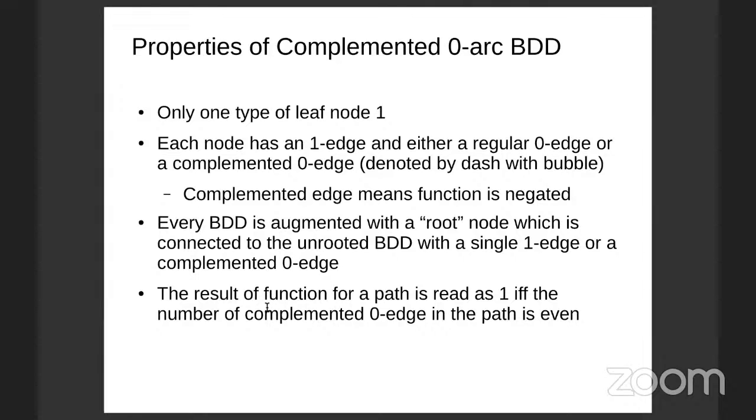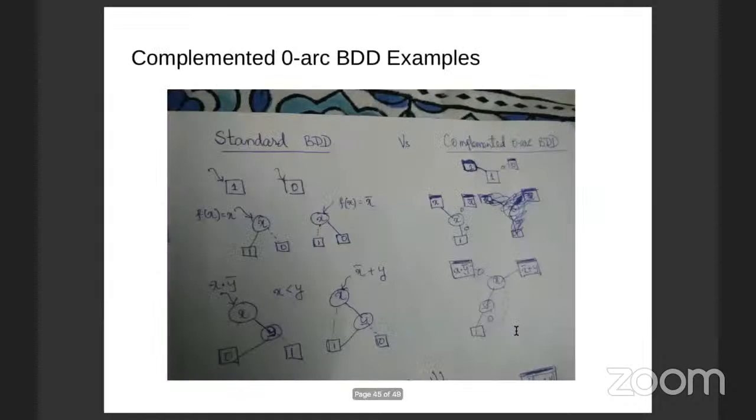And the way you evaluate such a BDD is that the result of a function for a path is read as 1 if and only if the number of complemented 0 edges in the path is even. If it is odd, you will read it as 0. Okay? So these are the rules for a zero arc BDD. So here is an example.